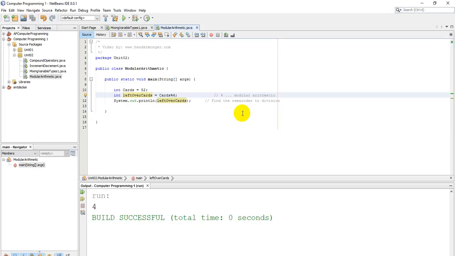Now, it is very common, and it's actually a pretty important math concept when it comes to dividing things into piles, counting things, and breaking people into groups and different things like that. So there you go. That's basic modular arithmetic. Remember, it is the percent symbol in Java, and it just talks about what the remainder is.